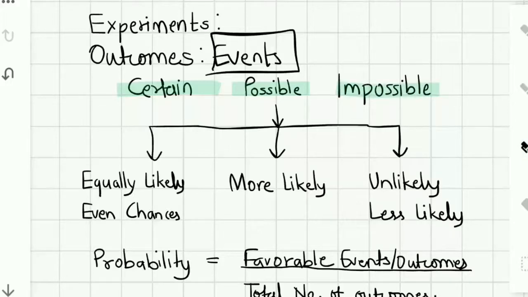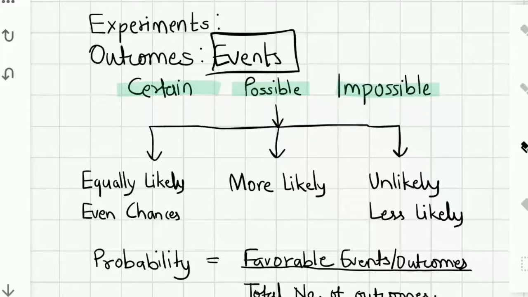Can you think of some certain events? Yes, the sun will rise in the east direction. It's a certain event. It will never happen that one day you wake up in the morning and the sun has not risen. So every morning the sun will rise. This is a certain event.